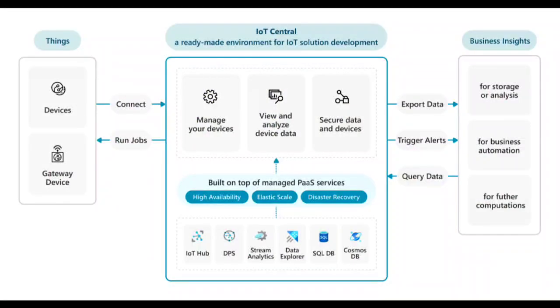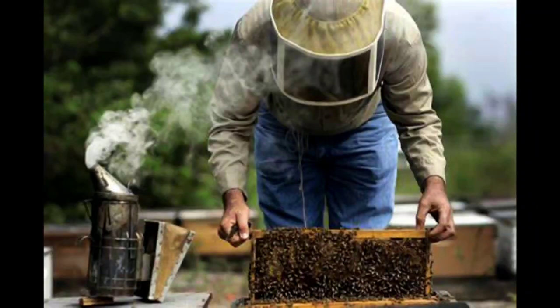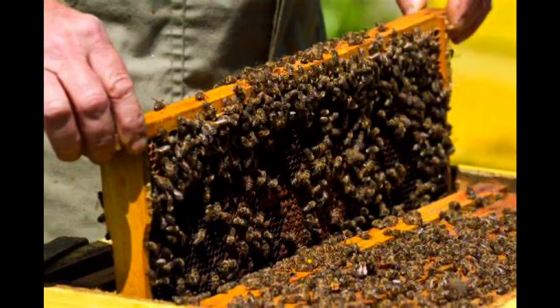The data is then transmitted to the Azure IoT Central application, which processes the information and provides real-time alerts and insights to beekeepers. The system enables beekeepers to monitor the conditions inside the beehives remotely. This results in improved bee colony management, increased honey production, and reduced costs associated with manual monitoring and intervention.